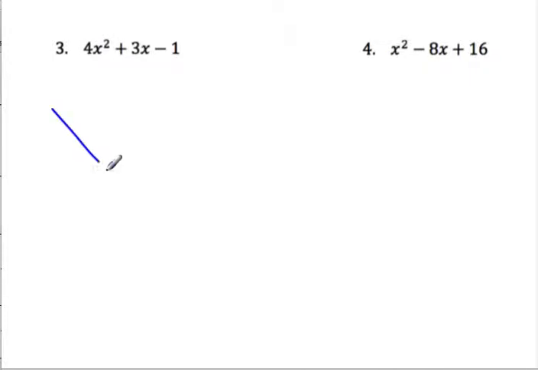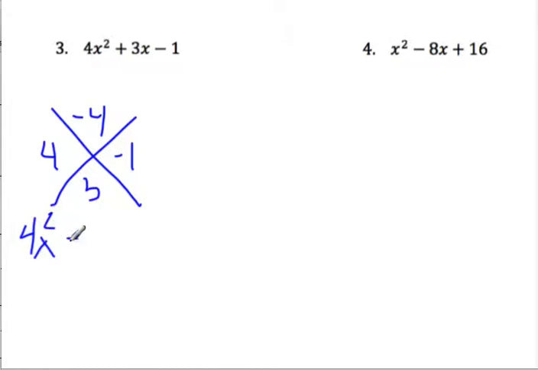So for number 3, we need to set up our x. So 4 times negative 1 is negative 4, and then we're adding to 3. So I'm going to use 4 and negative 1 in order to multiply to a negative 4 and add to 3. So I'm going to use that to split up my middle term. So instead of having a positive 3x, I'm going to have 4x minus 1x and then minus 1. So I'm going to go ahead and factor by grouping.